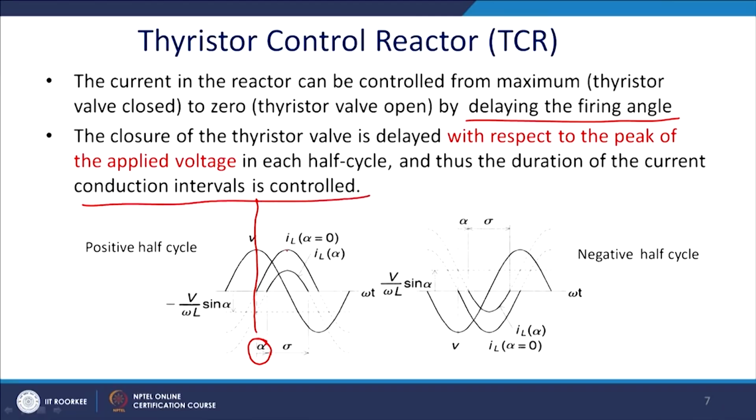So, this is the waveform for the positive cycle and this is the waveform for the negative cycle. This is the positive and negative peak. Here the current will start, but you give a delay angle alpha. So, ultimately this will be the amount of the conduction.